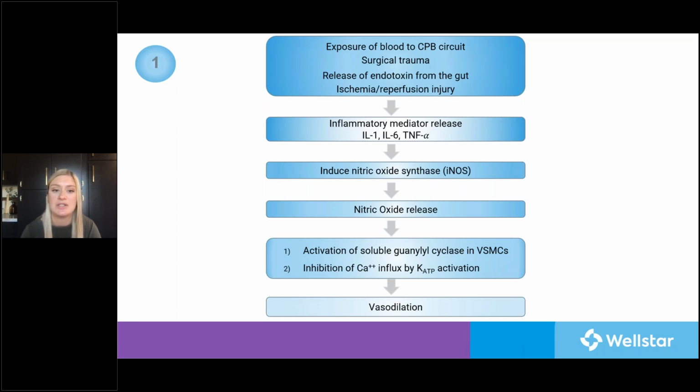And nitric oxide has two main effects that result in vasodilation. The first main effect of nitric oxide is activating soluble guanylate cyclase in vascular smooth muscle cells, which increases the production of cyclic GMP, which causes myosin light chain dephosphorylation, leading to vasodilation.